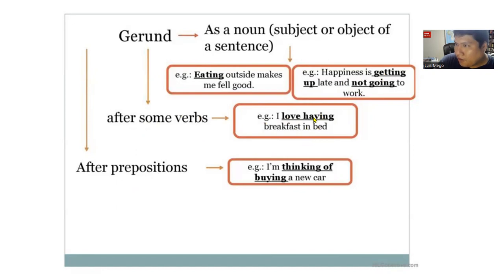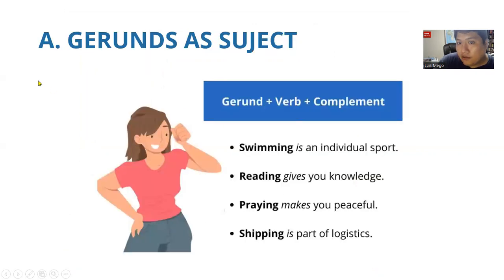Let's see this one. I love having breakfast in bed. So having, the gerund having, is the subject? No. In this sentence, the subject is I. Love is the verb and having is the gerund, but this is an object. The next one, I'm thinking of buying a new car. Of is a preposition, and after a preposition, we use a gerund.